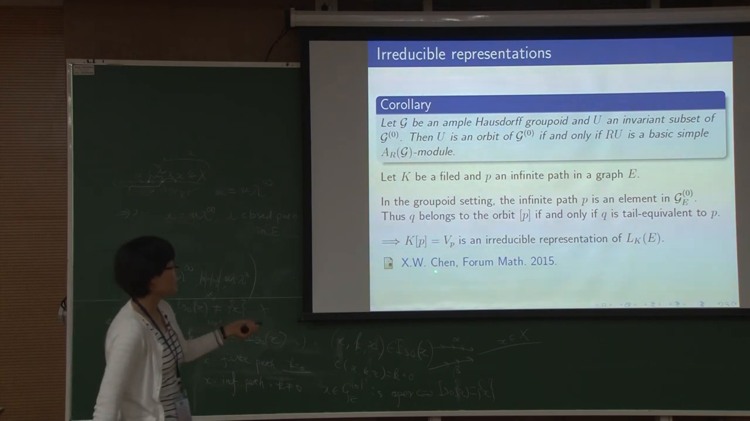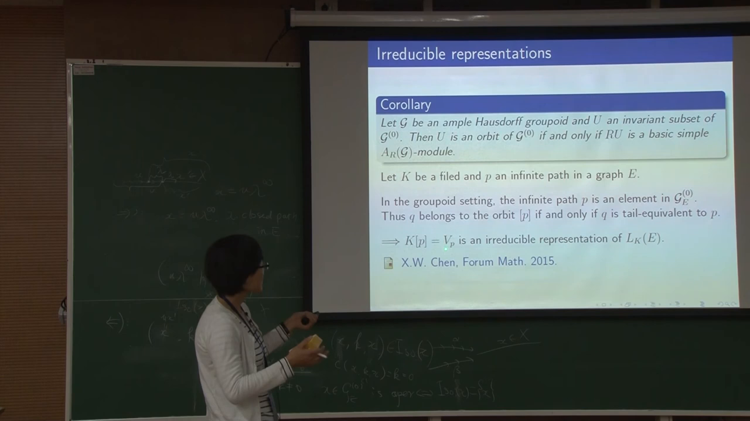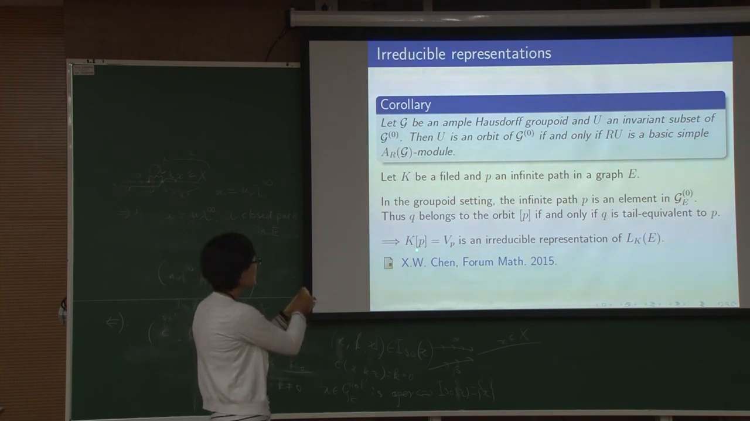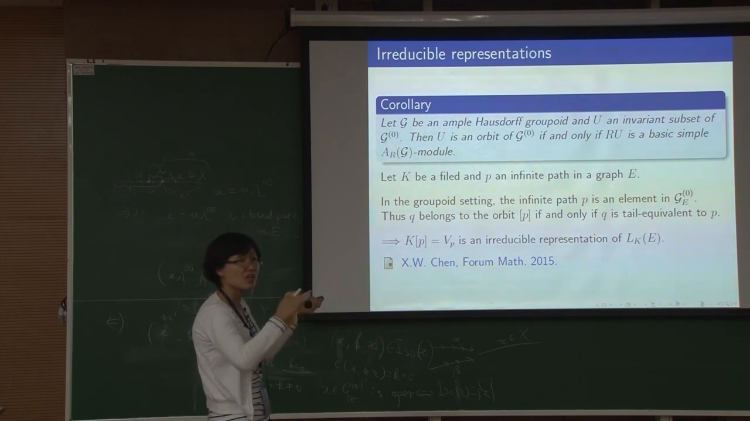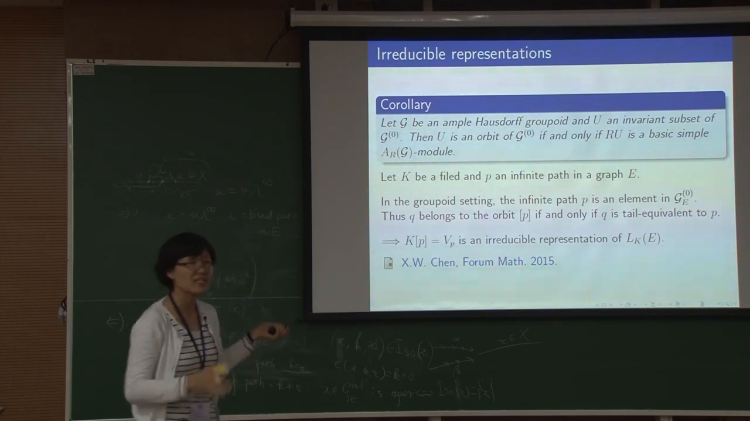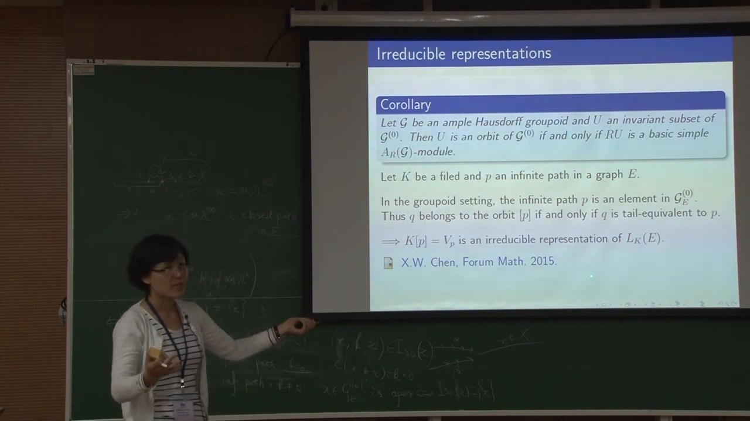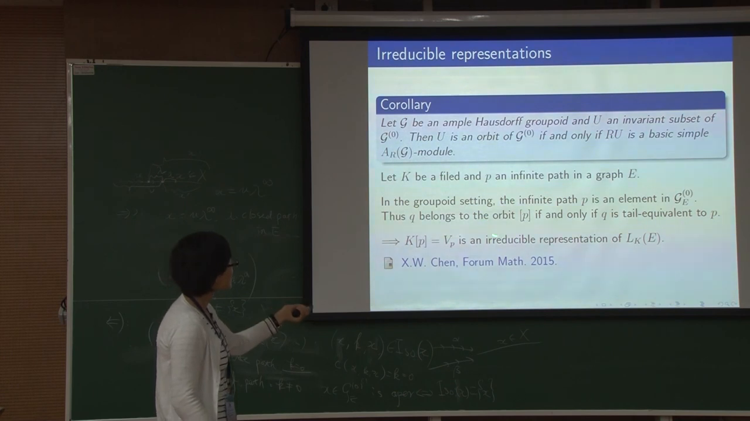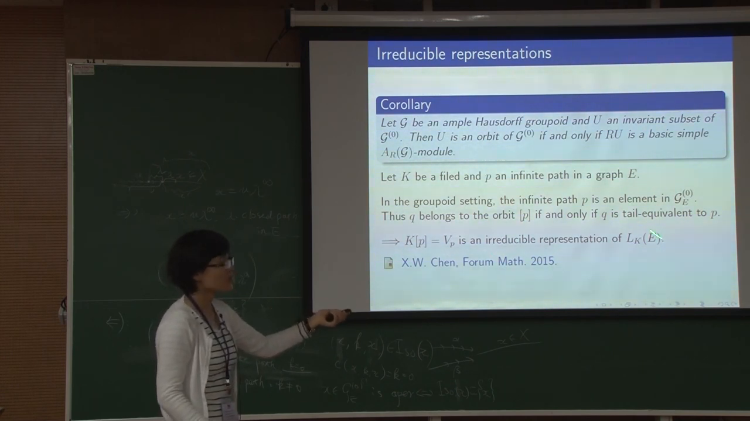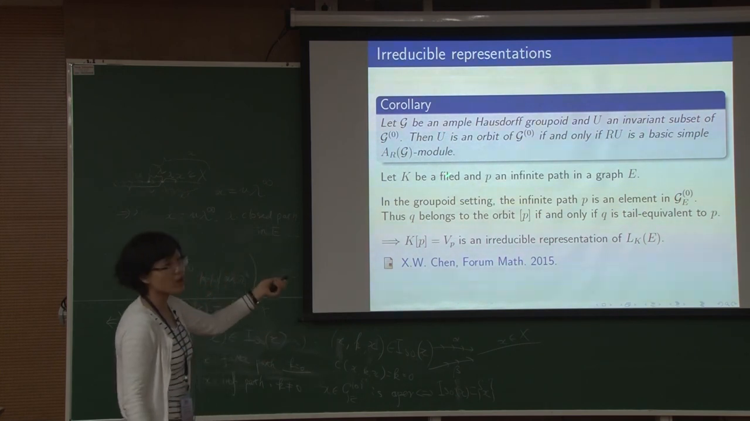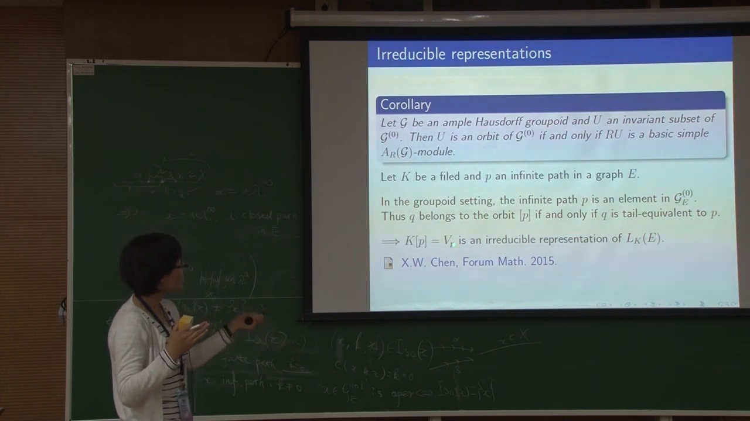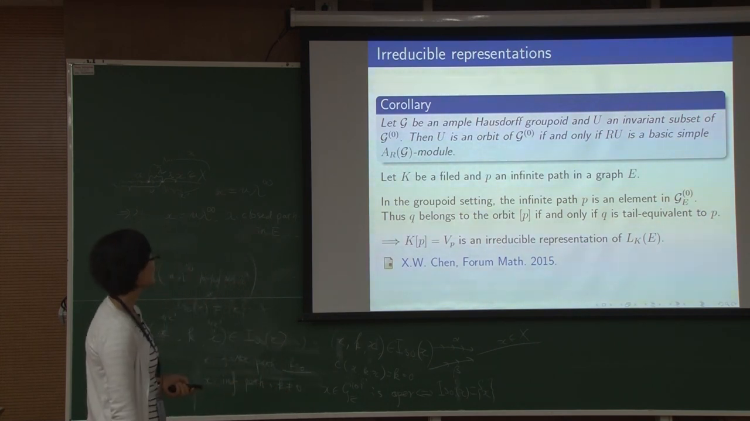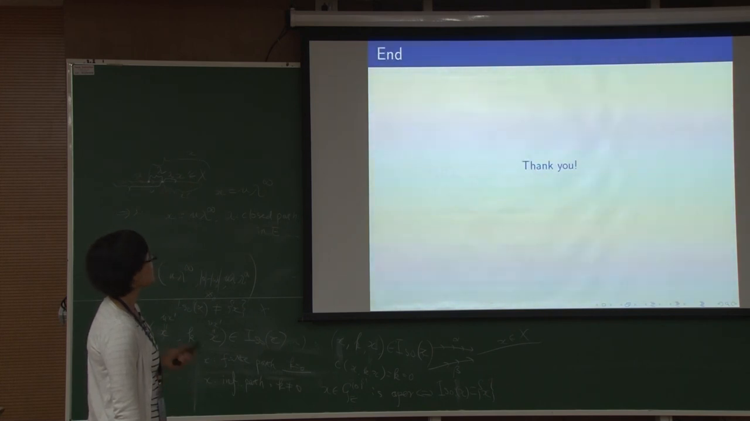We remember that in this paper, Professor Chen constructed a simple module with P. He used this infinite path P and considered the tail equivalence class of P. He got VP and proved that this is an irreducible representation for the Leavitt algebra, that means it's a simple module of the Leavitt algebra. In our case, the orbit of P is exactly the tail equivalence class of P, so using our corollary, we immediately get that this is a simple module of the Leavitt algebra. Okay, this is all. Thank you.